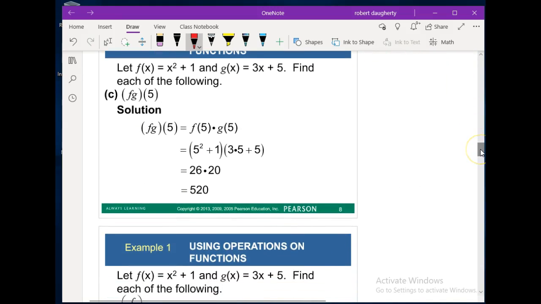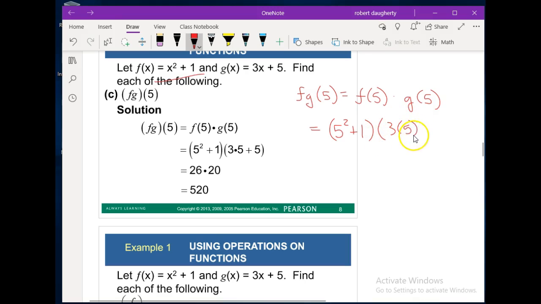Now let's look at an example of a product, f times g of 5. So f times g of 5 is simply f of 5 multiplied by g of 5. So what is f of 5? Here's f. So that's going to be 5 squared plus 1, and that gets multiplied by g of 5. G of 5 is 3 times 5 plus 5. So this becomes 26 times 15 plus 5 is 20, and that is 520. So you're just substituting values in for f and g. You're either adding those numbers, multiplying those numbers, or subtracting those numbers.